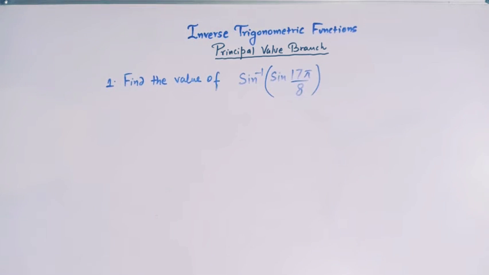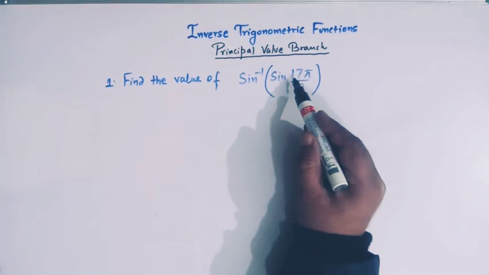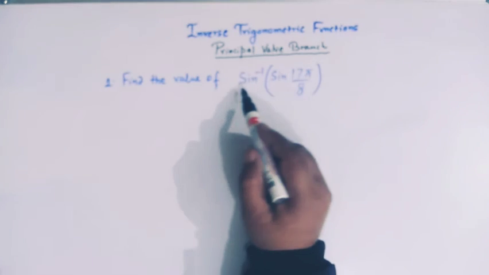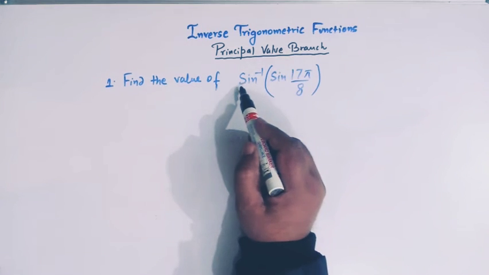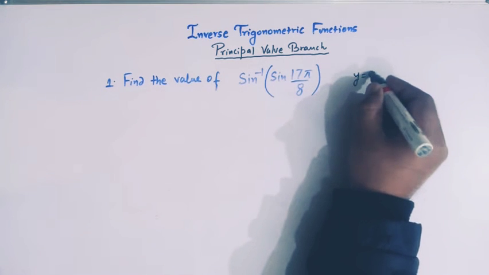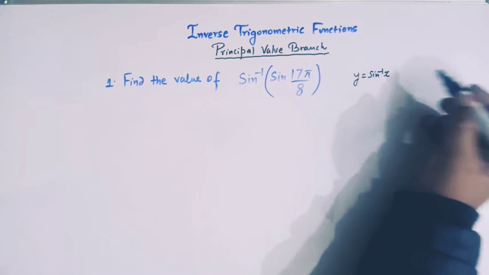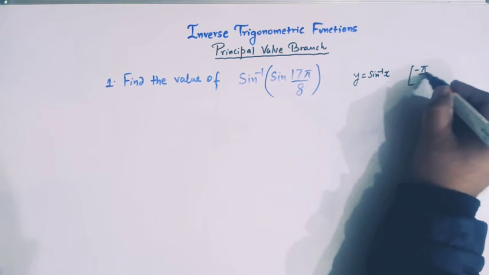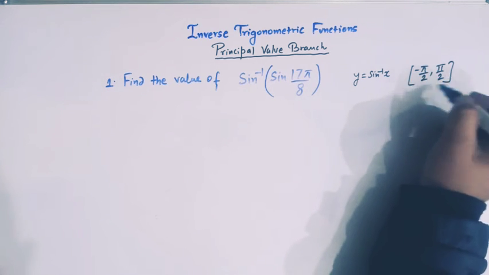Now let us take one more problem. Here we have to find the value of sine inverse sine 17 pi by 8, right? Now again here we see that the inverse trigonometric function involved here is sine inverse, and we know that for y is equal to sine inverse x, the principal value branch lies in the interval minus pi by 2 to pi by 2, and here we have the closed interval.